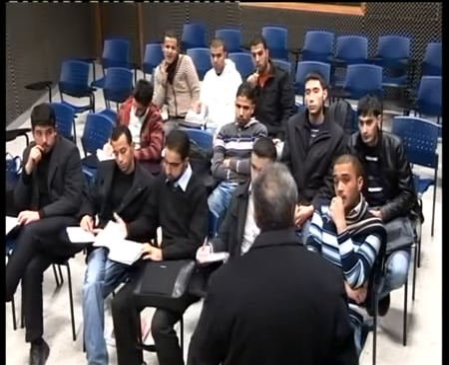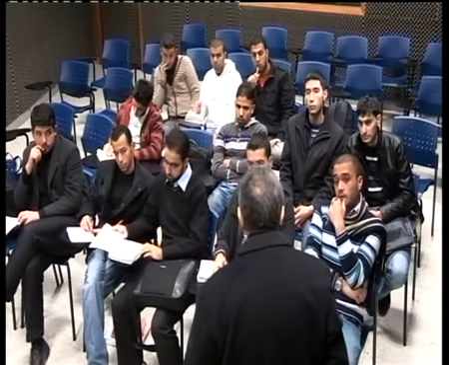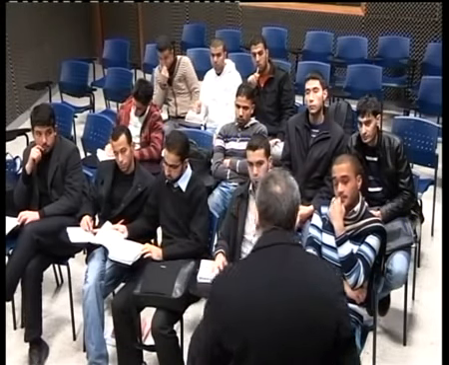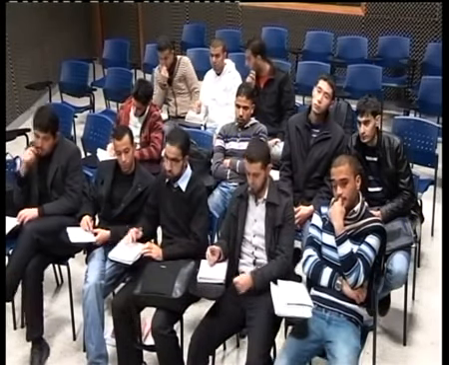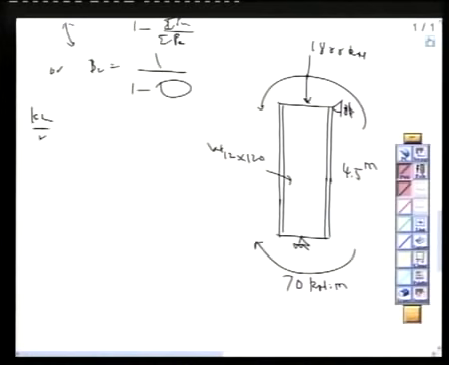Yes, to find F critical, what should we do? KL over R. We have KL over R in the X and KL over R in the Y. Now KL over R in the X, we have 1 multiplied by 4,500. And if we took R from the tables, we will find that Rx equals 140 millimeter. This provides us with 32.1.